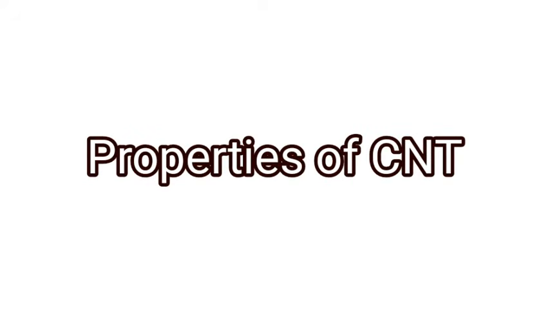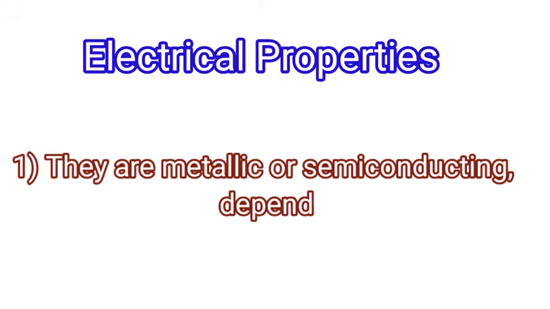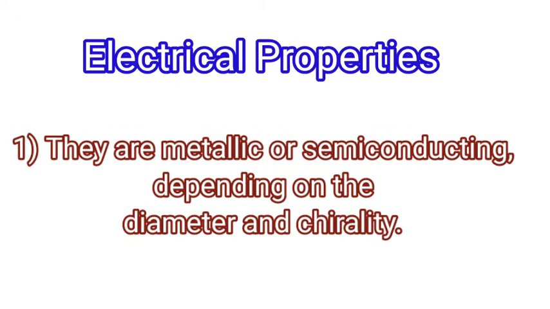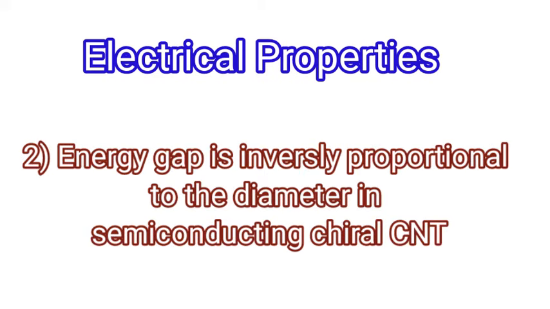Now we will see the properties of carbon nanotubes. Electrical properties. Carbon nanotubes are metallic or semiconducting depending on the diameter and chirality. Here the chirality is nothing but how the graphene sheets are rolled up. In the semiconducting chiral structure of carbon nanotubes, the energy gap is inversely proportional to the diameter of the carbon nanotubes.